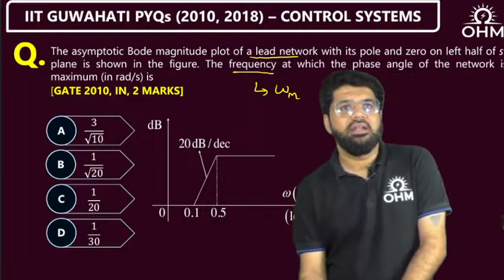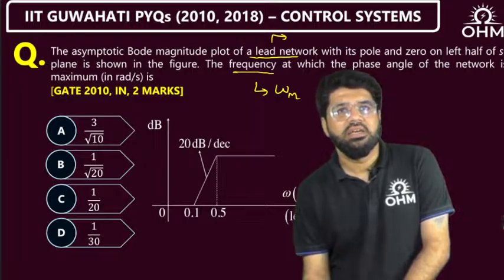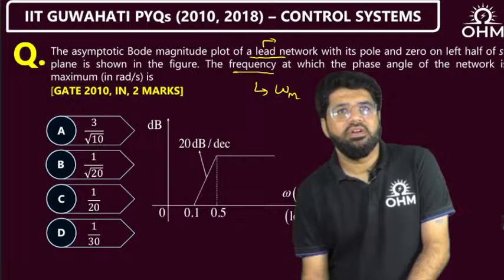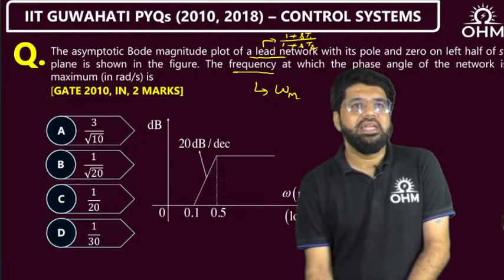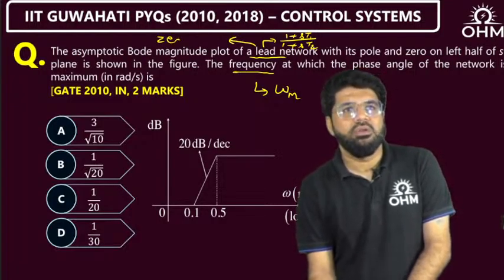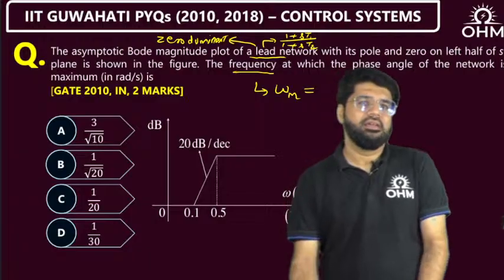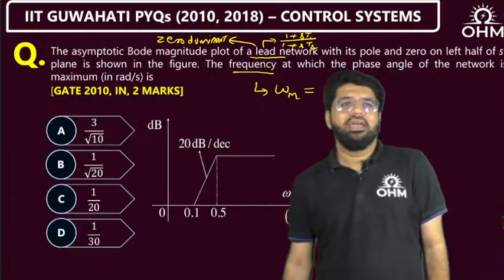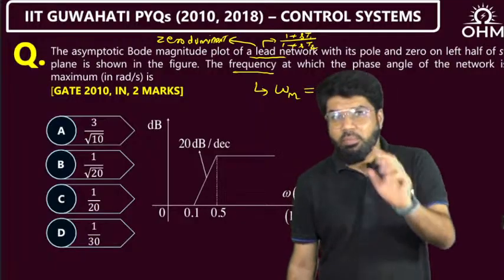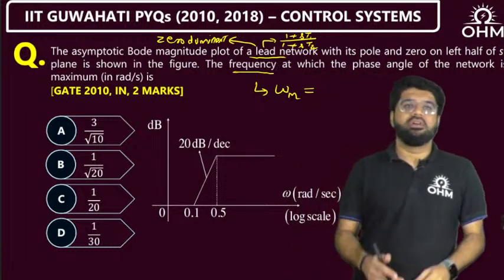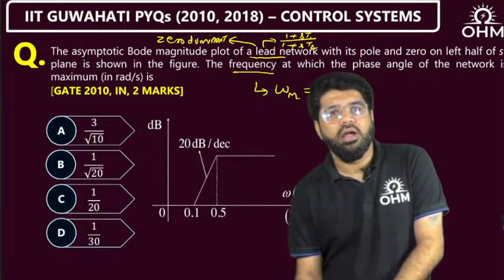Normally you can write down the lead network transfer function as 1 plus st1 divided by 1 plus st2. Lead means zero dominant, the zero should be closer to the origin. But then what is the frequency at which the maximum phase angle occurs? From the Bode plot directly you should know, otherwise from the given Bode plot first you will write down the transfer function and then you will use the formula, 1 upon under root t1 t2.